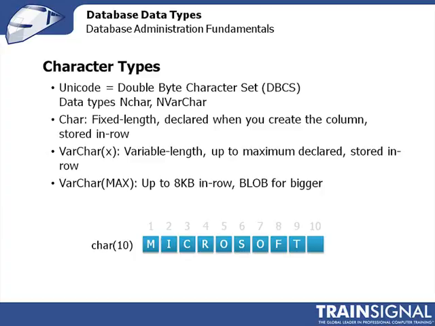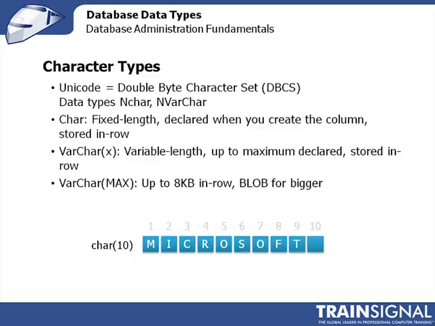Varchar, on the other hand, is variable length. You can store a string of characters up to the maximum declared value. What that means is when I create a varchar, I say, this is going to be a varchar 200. I can store up to 200 characters, but I don't have to store all 200. And if I don't use all 200, I'm not wasting space. These values are also stored right in the row.